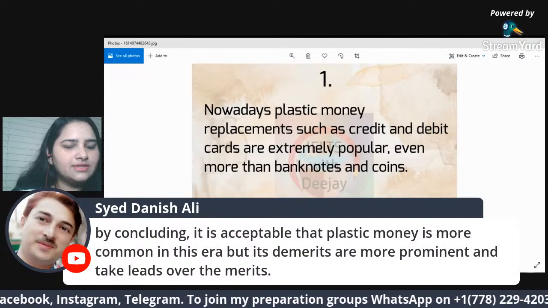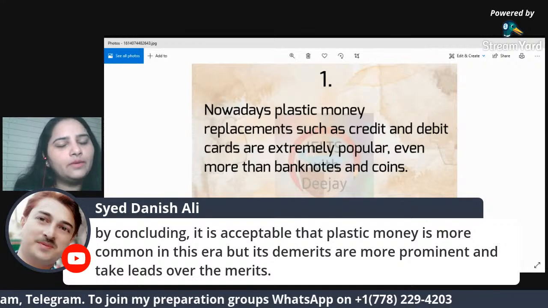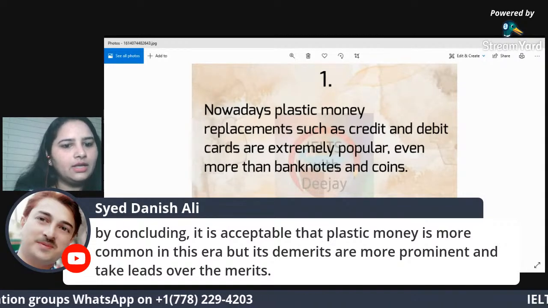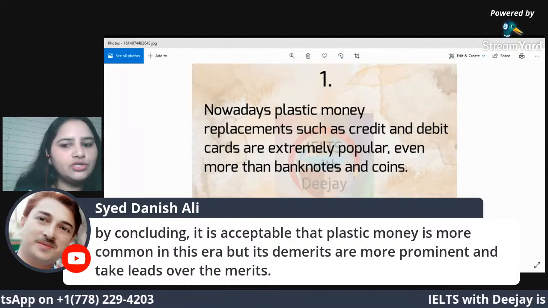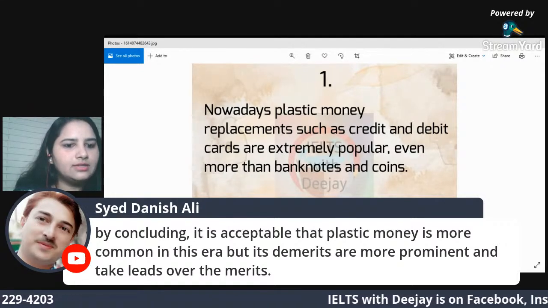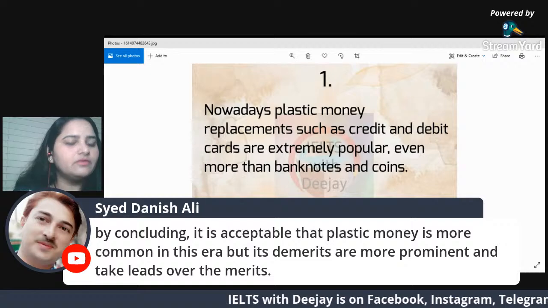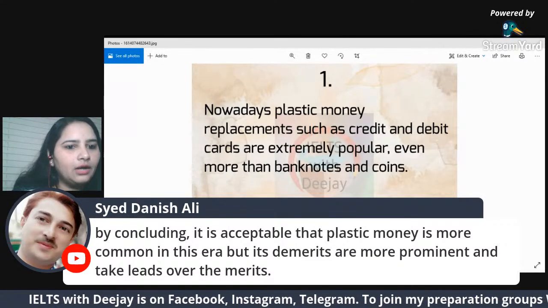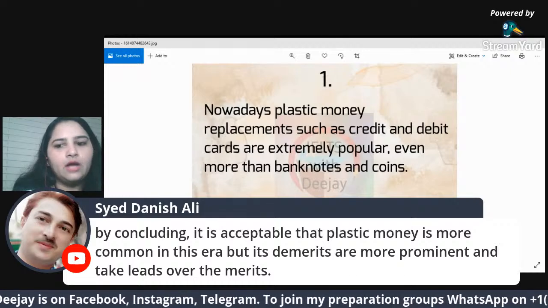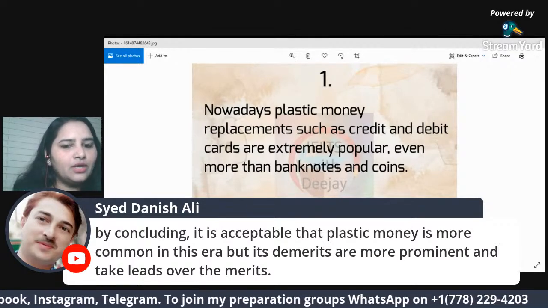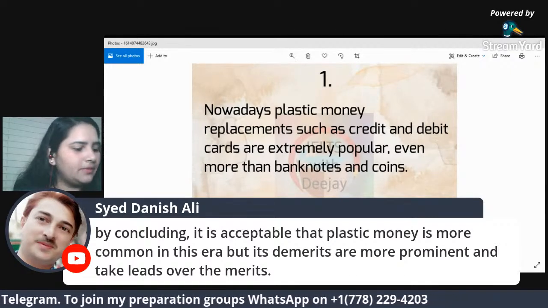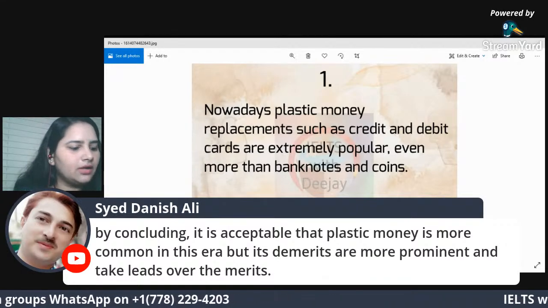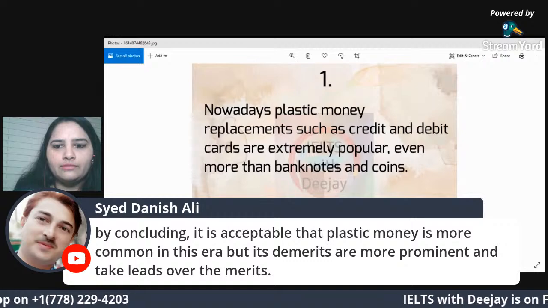"In conclusion, it is acceptable that plastic money is more common in this era, but its demerits are more prominent and take the lead." In this question, we do not need to write this because we're not talking about the comparison. We're just simply talking about the advantages and disadvantages. But when they are talking about the outweigh, like outweigh advantages, outweigh disadvantages, then you should write the comparison. Otherwise, it's fine. There is no such issue. You can write it as well. Okay.